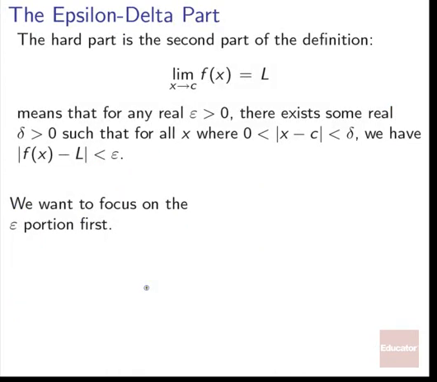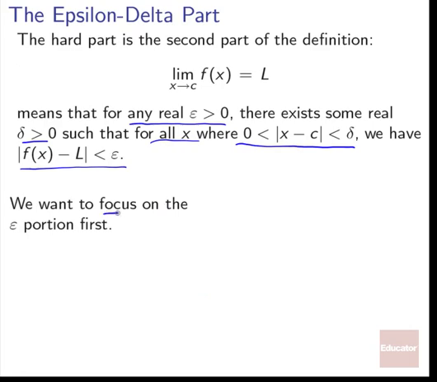All right, the hard part is the second half of the definition. So limit as x goes to c of f of x equals L means that for any real epsilon greater than 0, there exists some real delta greater than 0, such that for all x where 0 is less than the absolute value of x minus c, which is less than delta, we have the absolute value of f of x minus L less than epsilon.